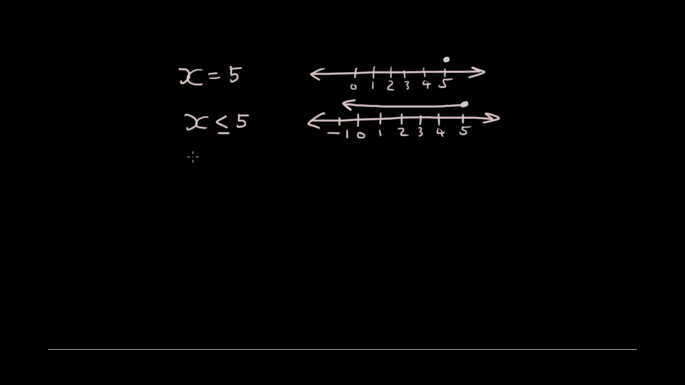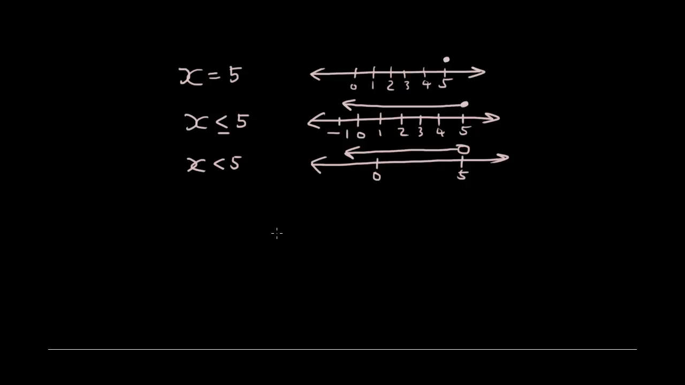Now if you have x is smaller than 5, what you can do on your number line is draw, I'm just going to do a quick version this time, a hollow dot and an arrow pointing this way. So that means that x does not include the number 5 itself, but it includes everything to the left of it. Okay, so that's how you represent an inequality on the number line.